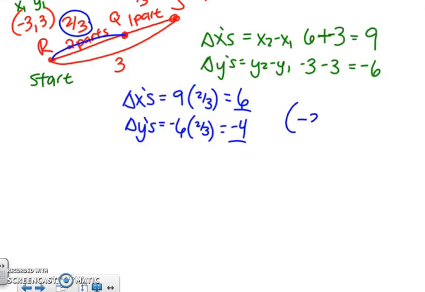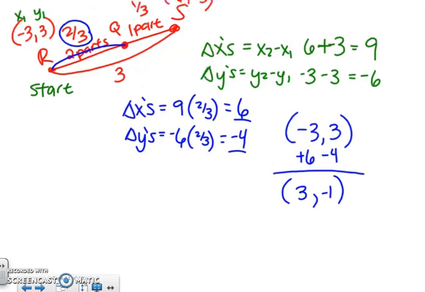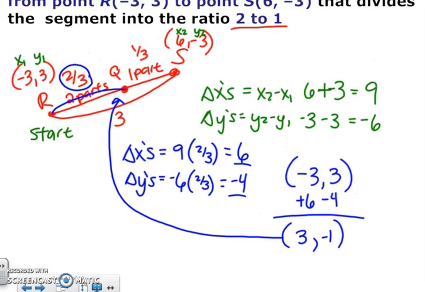So my starting point was a -3. So I'm going to add 6 to my X's and subtract 4. -3 plus 6 is a +3. And then 3 minus 4 is a -1. So that point, (1, -3), is where Q is. Okay? Makes sense because my X value is in between a -3 and a 6. And this -1 value is in between a +3 and a -3.